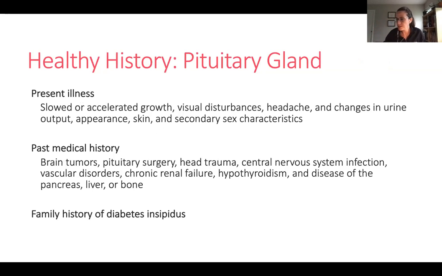So if somebody comes in with a pituitary gland issue, part of your assessment is why they're seeking care. You want to know if they have had any issues with growth, visual disturbance, headaches, changes in urine output, appearance in the skin, and secondary sex characteristics. And these things are going to come in here in the next few slides. And really important, the majority of the issues with the pituitary gland happen because of brain tumors.